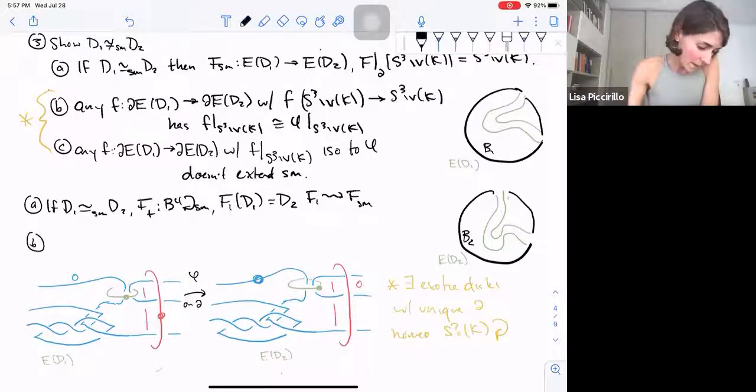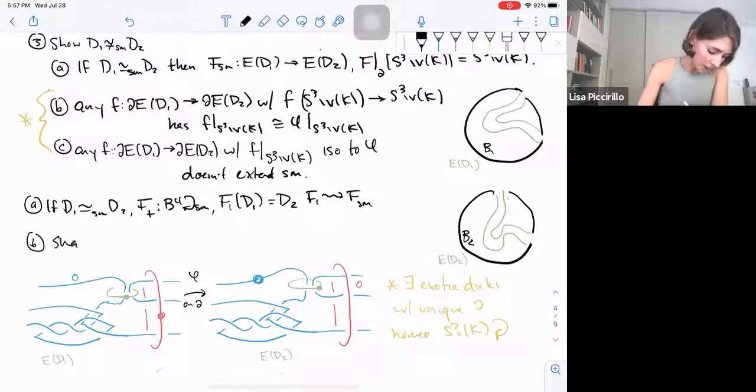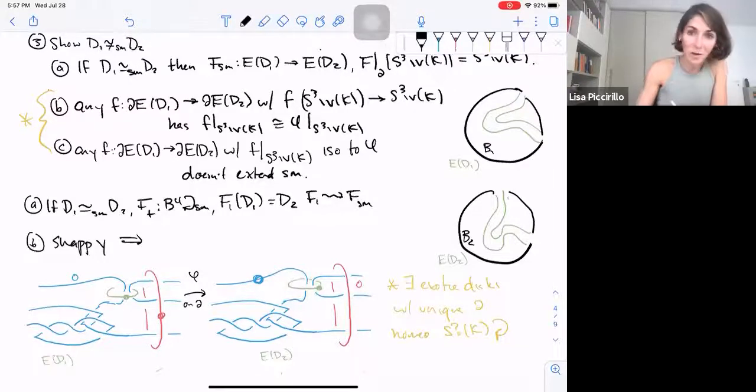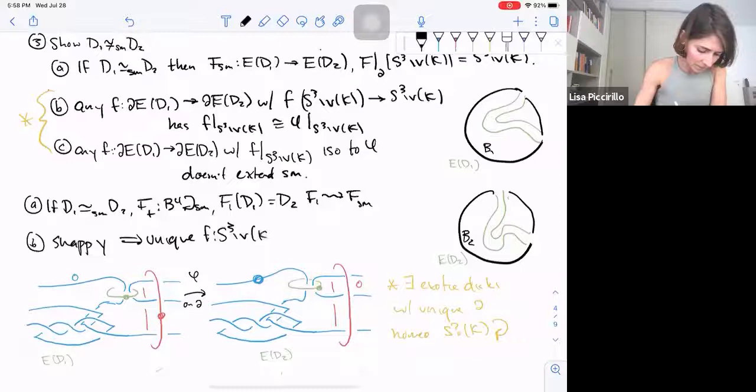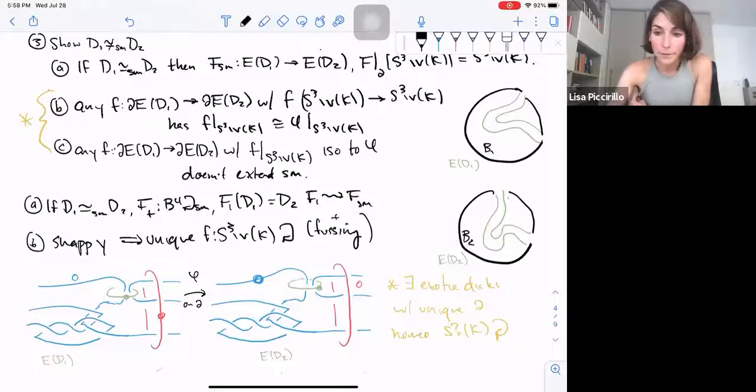What about the second step? Any boundary homeomorphism that respects the partition is going to do what mine does on the knot complement. Well, that's mostly going to come from using SnapPy to check that there's only one self-homeomorphism of the knot complement. And then there's just a little bit of fussing around to bootstrap all the way up to B.